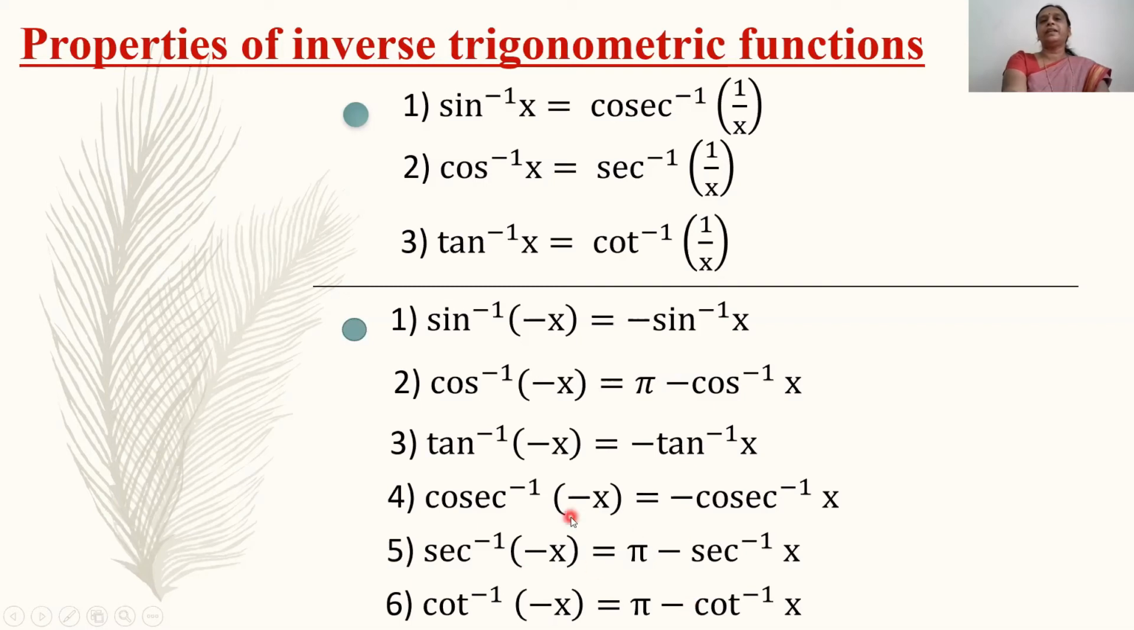You remember like that. For this, sine, tan and cosec are similar, and for this, cos, sec and cot are similar. Okay, remember here you have to add pi for these remaining three functions. Okay, this is the second bunch of properties. Then we will see the third bunch.